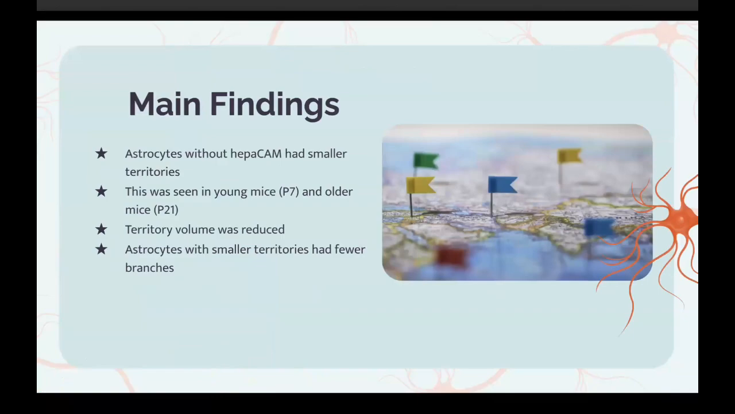Now let's look at what the researchers found after testing. The main finding here is that astrocytes without hippocamp had significantly smaller territories than those with hippocamp. The researchers also noticed that astrocytes with smaller territories had fewer branches. After comparing measurements tested, the difference was clear. Astrocytes without hippocamp claimed a lot less space than normal astrocytes.